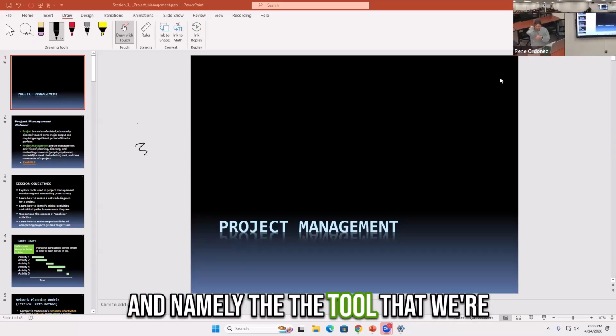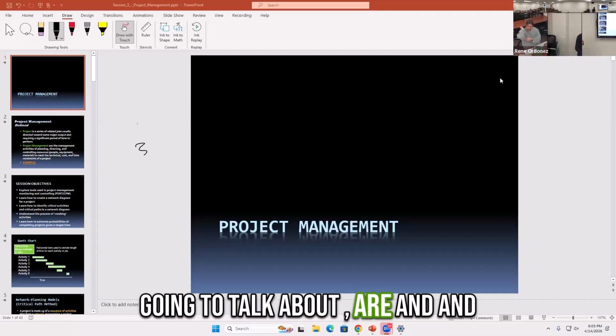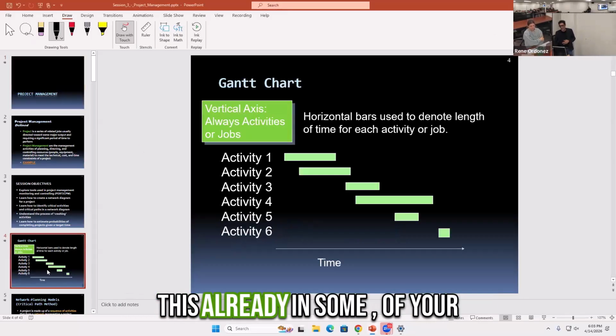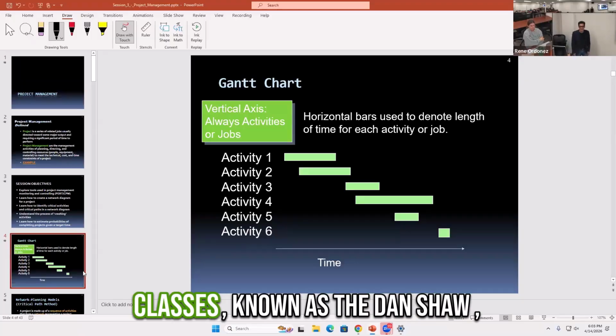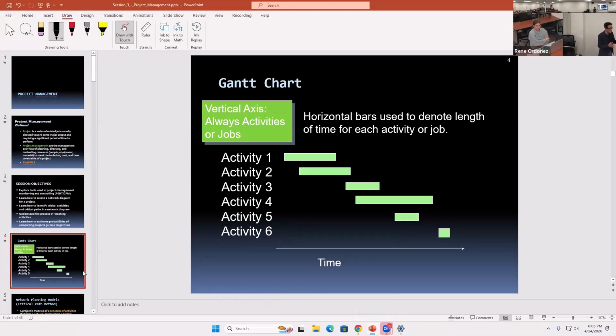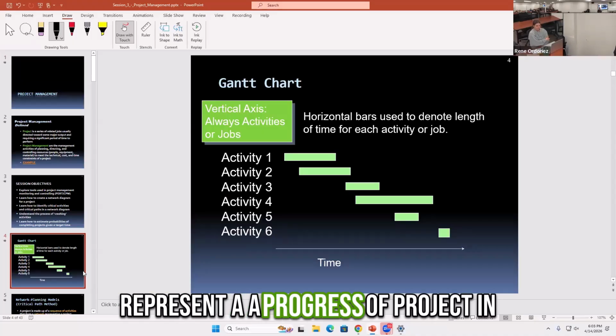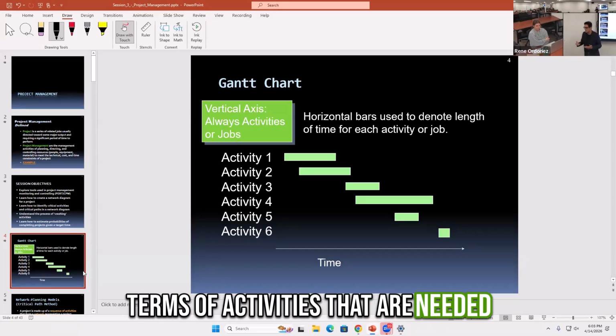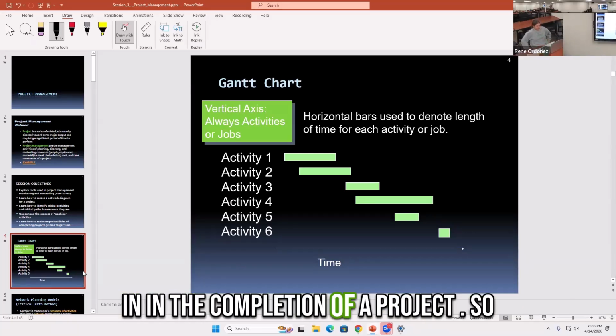Namely, the tool that we're going to talk about, and some of this you're probably already familiar with, you've seen this already in some of your classes, is known as the Gantt chart, which is a way to represent the progress of a project in terms of activities that are needed in the completion of a project.